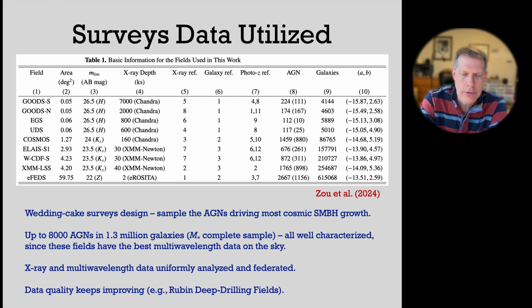So in the work I'll be describing, we utilize some of the highest quality X-ray and multi-wavelength surveys that have ever been conducted. They're listed here in this table. These are their names. These are their sky areas covered, their depths in the optical and in the X-ray, and then also the numbers of AGNs in these fields, the numbers of galaxies in these fields, and so on. And the surveys that I'll be using today follow the standard wedding cake survey design.